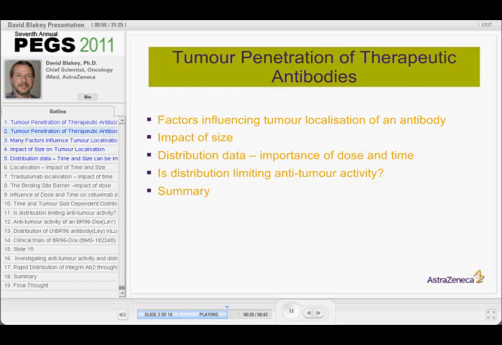And then I'm hopefully going to generate a bit of discussion about whether distribution is the thing that's limiting anti-tumour activity with antibodies, or whether there are other more pressing problems to address with antibody-based therapeutics.